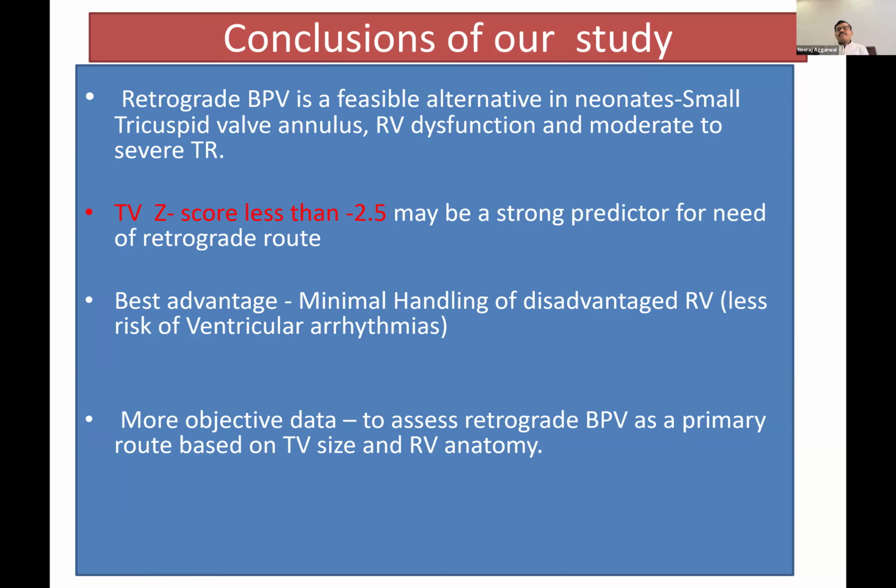Advantage is minimal handling of the RV, so less risk of ventricular arrhythmias. I understand the numbers are not very huge, so I need more objective data to assess retrograde BPV as a primary route based on TV size and RV anatomy. I have not analyzed RV anatomy actually, but we can analyze that part in the future.